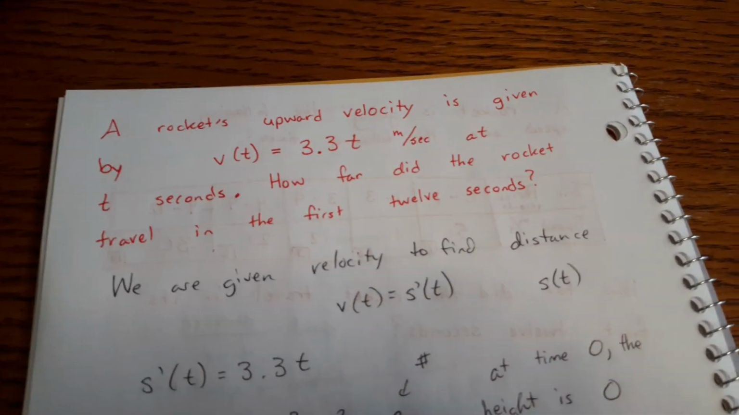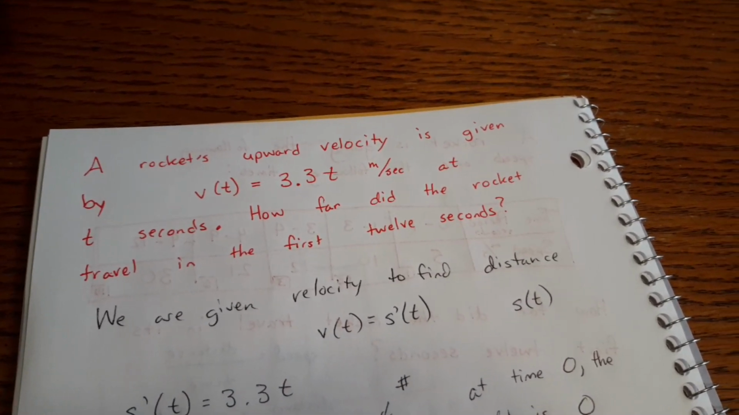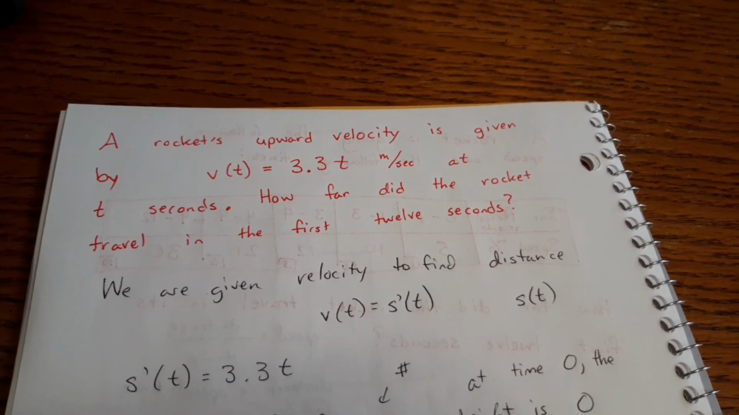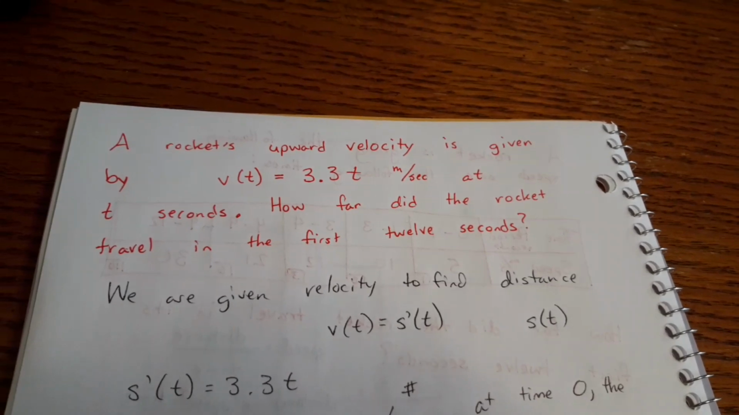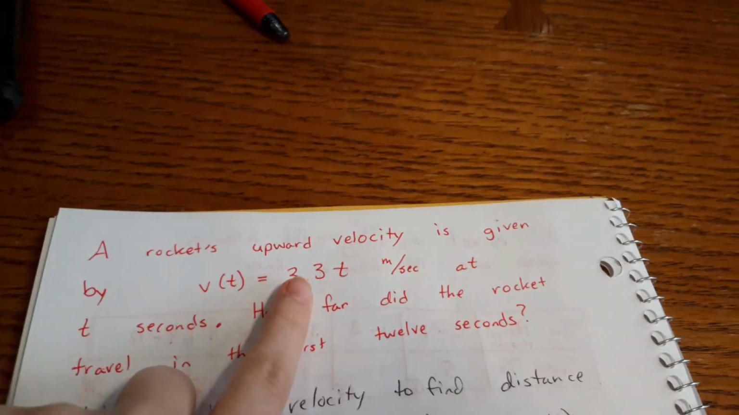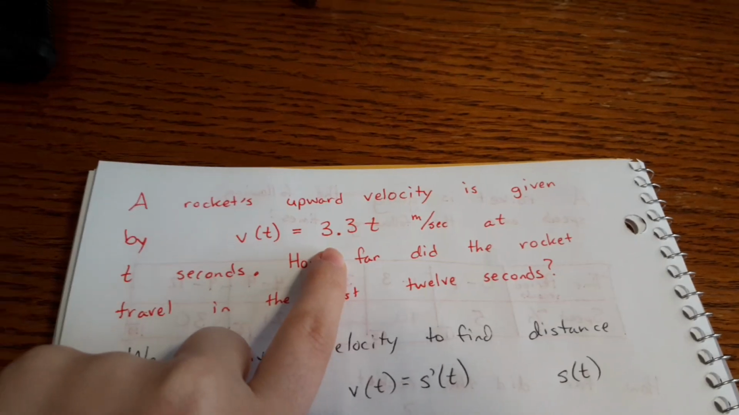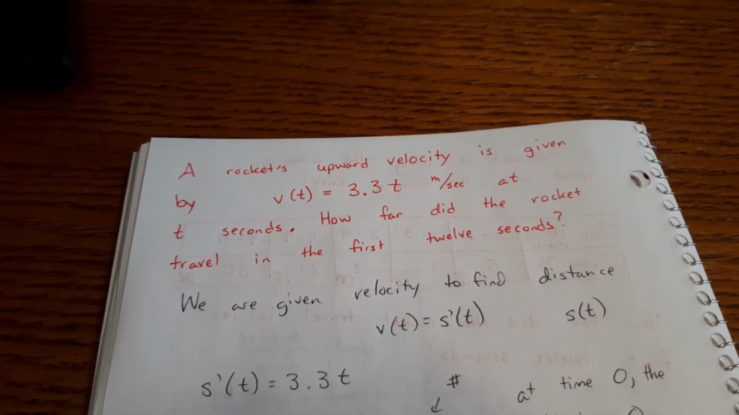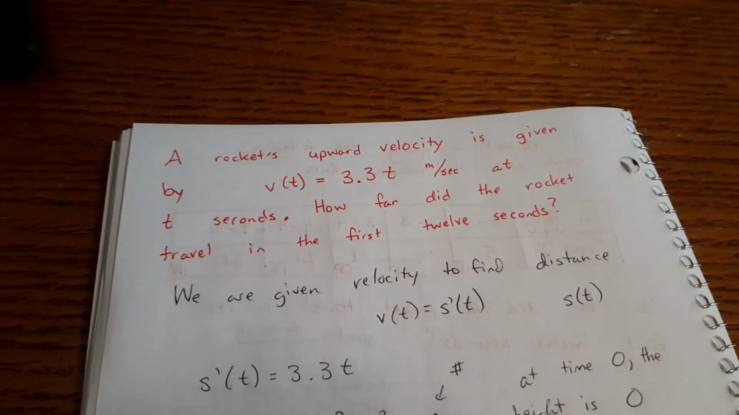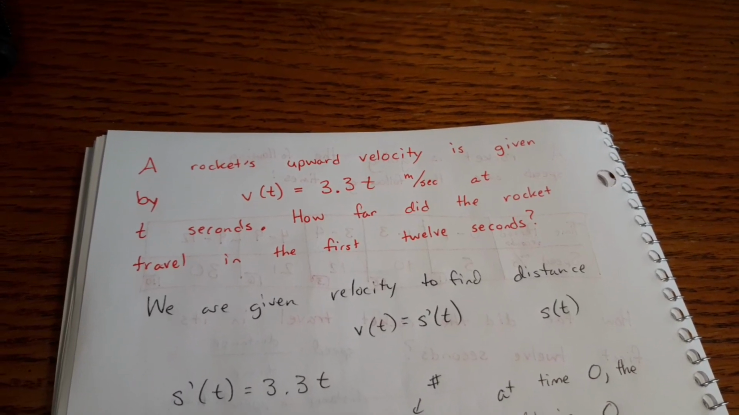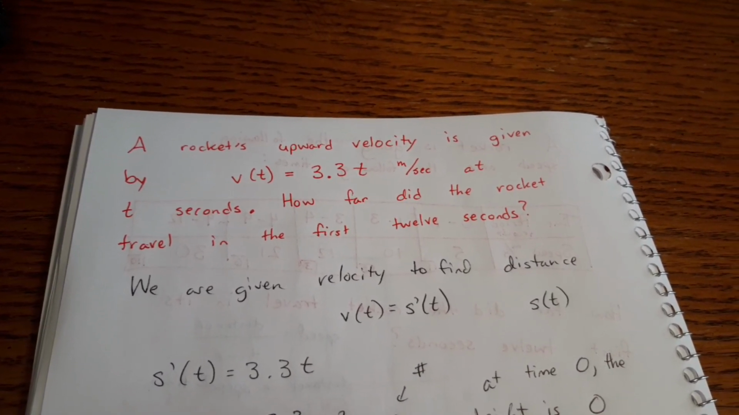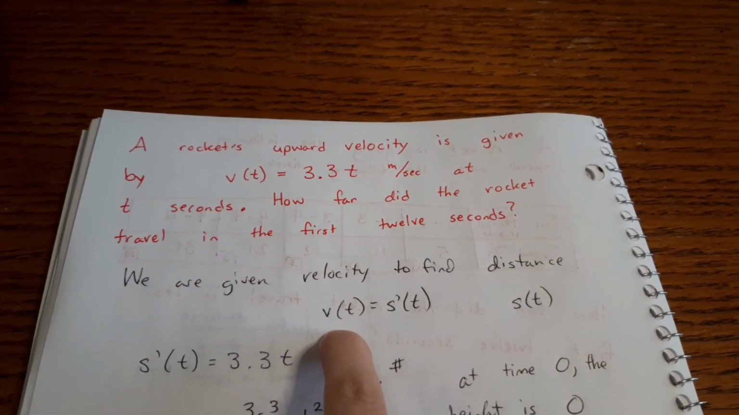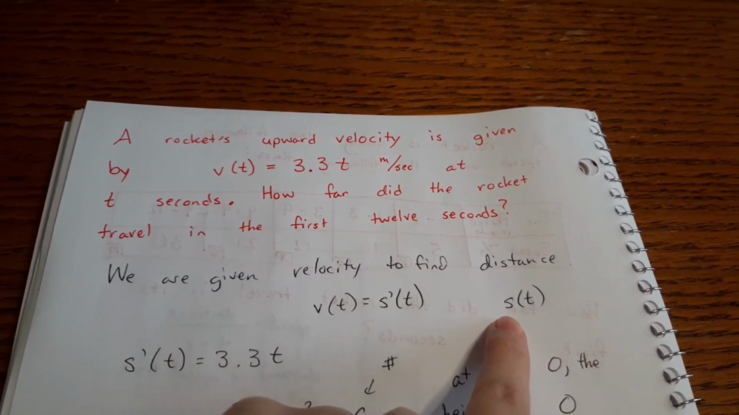Okay, so a rocket's upward velocity is given by v of t is equal to 3.3 t meters per second at t seconds. How far did the rocket travel in the first 12 seconds? Real quick, I got this particular function by getting a best fit line of the previous page data. So this is supposed to match the data on the previous page. We have a velocity, 3.3 t meters per second, and we want to find a total distance traveled. So we are given a velocity to find distance. Velocity is v of t, distance is s of t, because physics is weird.